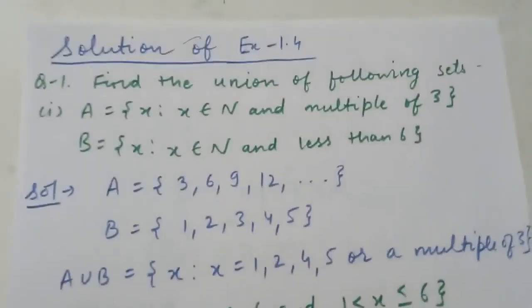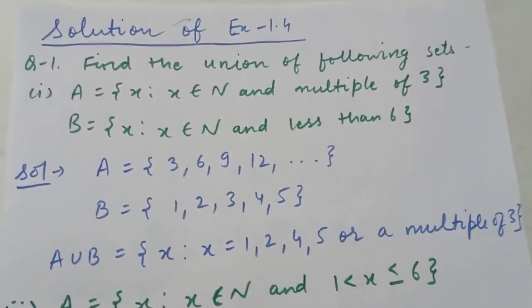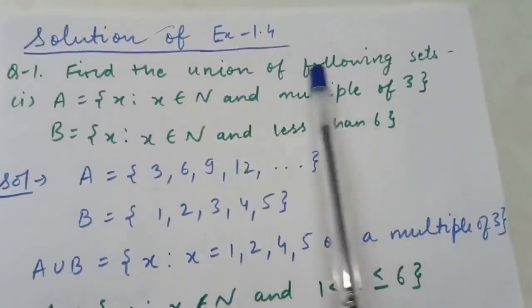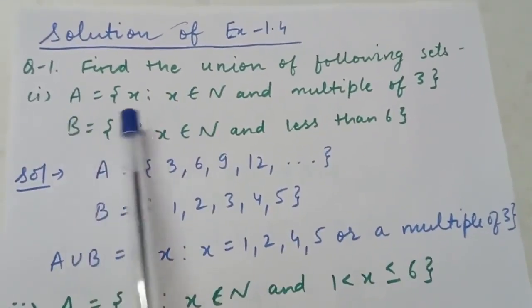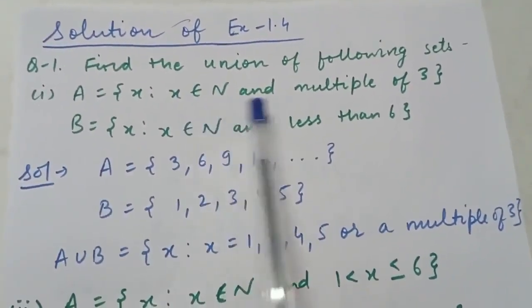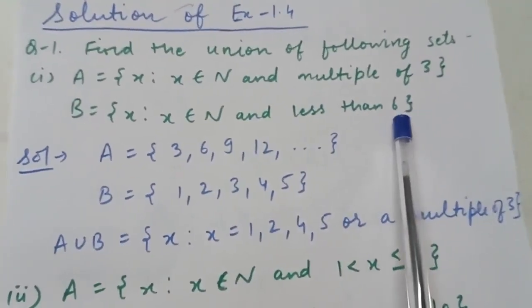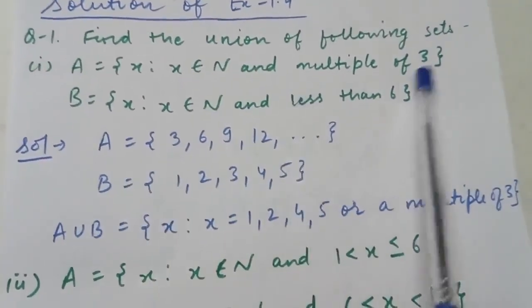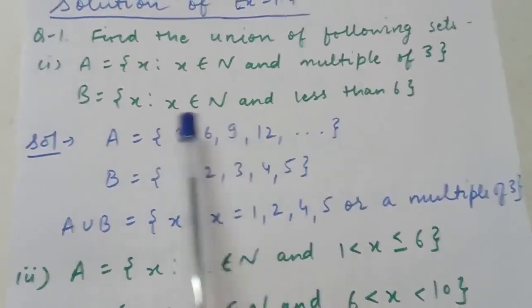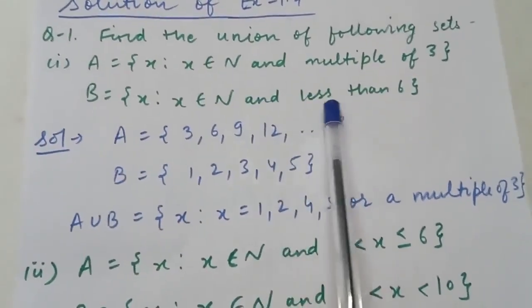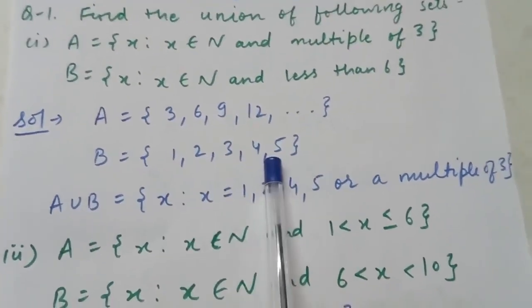Okay. Now solution of exercise 1.4 which I have given you as homework in the previous lecture. So question number one is find the union of the following sets. We have to find the union of these two sets. Given A: X is a natural number and multiple of 3. B: X is a natural number and less than 6. So first set A will be multiples of 3, so it will be 3, 6, 9, 12 and so on. Other set B is natural numbers less than 6, so it will include all the natural numbers from 1 to 5.